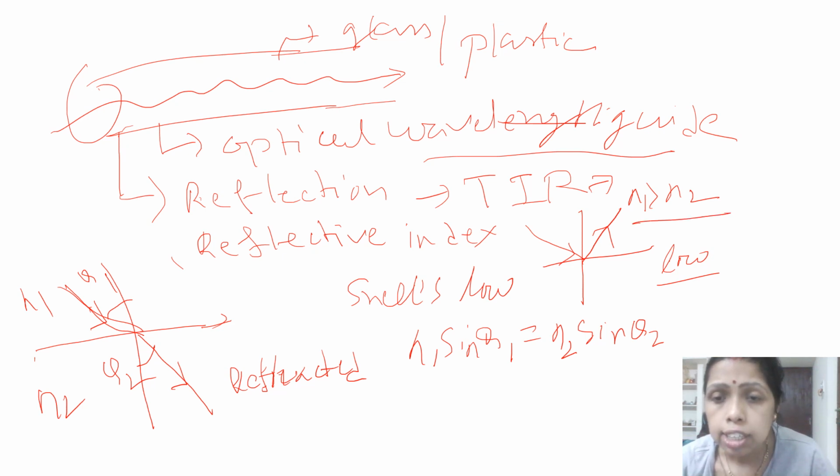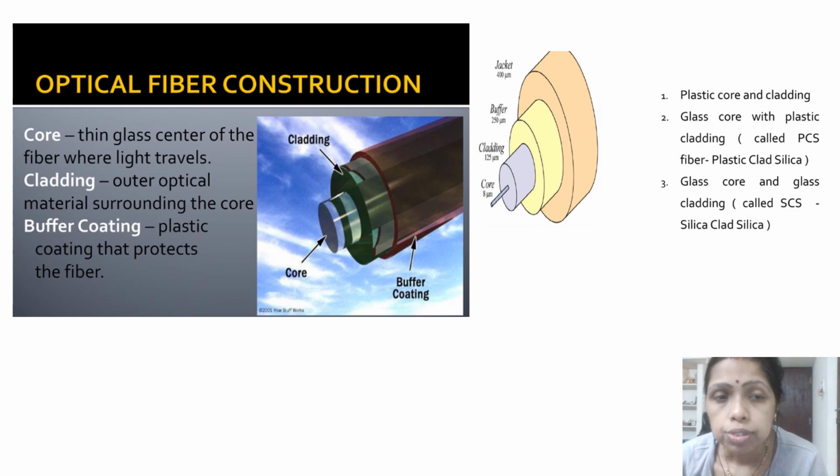First, the refractive index of the medium from where the light is incident should be greater than that of the medium where the light falls. If light is incident from medium 1 to medium 2, then the refractive index of medium 1 should be greater than that of medium 2. Another condition is the critical angle. What is the critical angle? We will discuss this later.